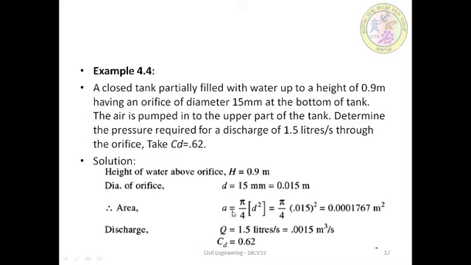Now the cross sectional area of the orifice is pi d square by 4, which works to 0.0001767 meter square. Now the actual discharge is given as 1.5 liters per second. We need to convert it into meter cube per second, so just divide by 1000, and we get 0.0015 meter cube per second. CD is given as 0.62.